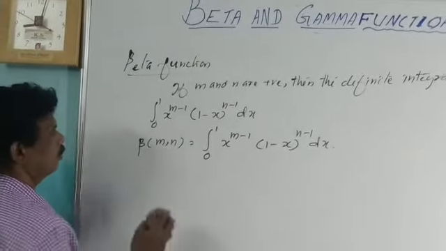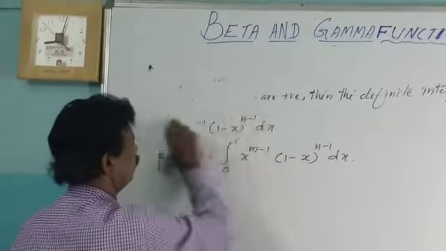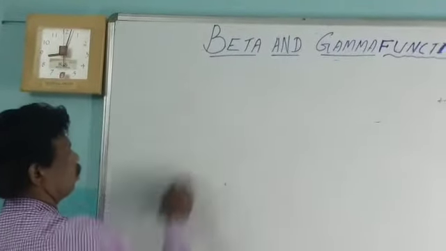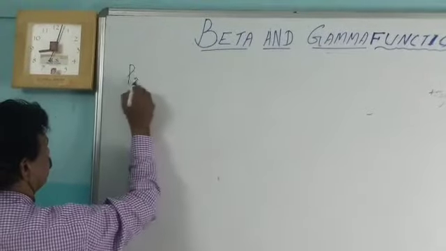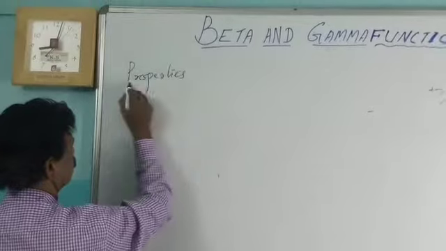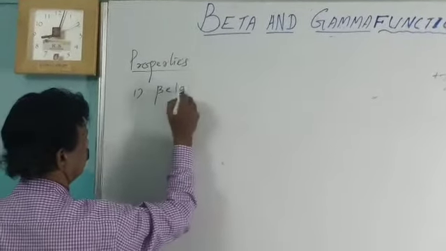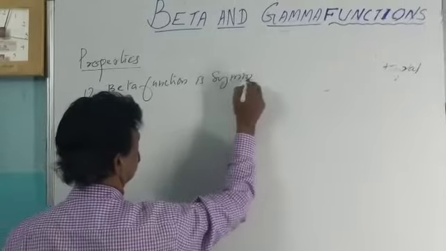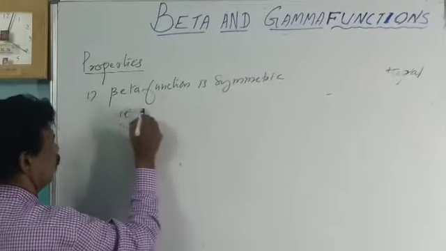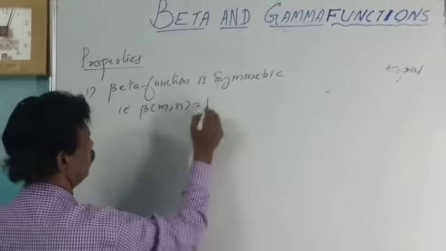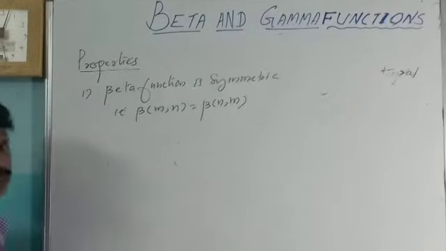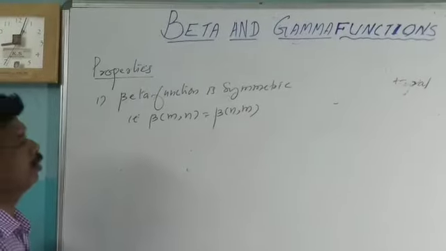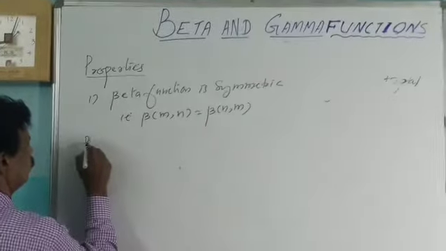Then the beta function has some properties. First property: the beta function is symmetric. That is, beta of m, n is equal to beta of n, m. We can verify this with a proof.